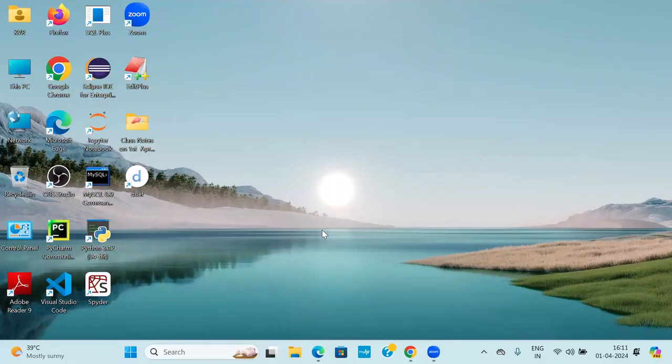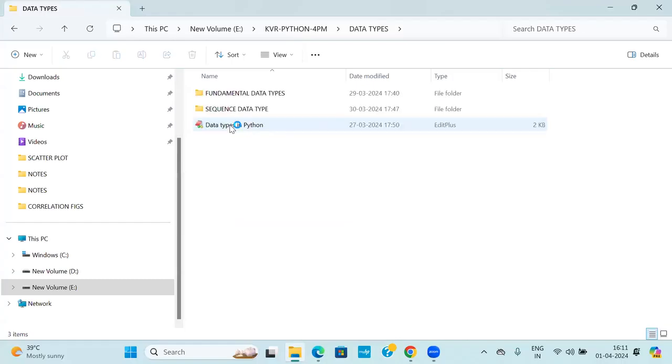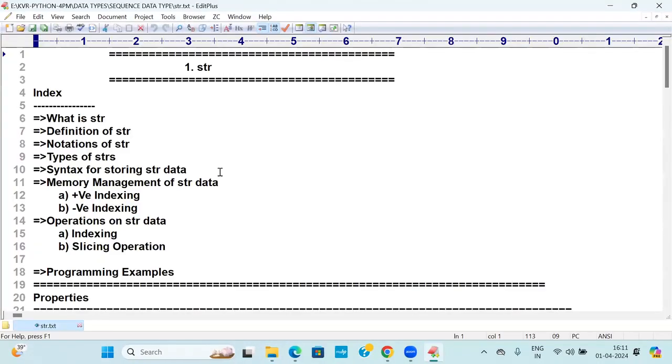I hope in the previous session we have already completed the first part of the Python str. What is str? A predefined class treated as which type? Sequence category data type. There we discussed the definition of str, notations, syntax, types of strs, syntax for storing str data, memory management of str data, positive indexing and negative indexing, operations on str data, indexing and slicing. So let us have a recapitulation about it.